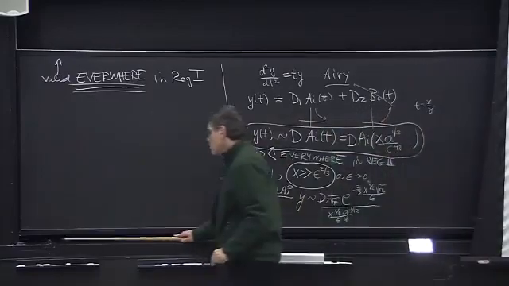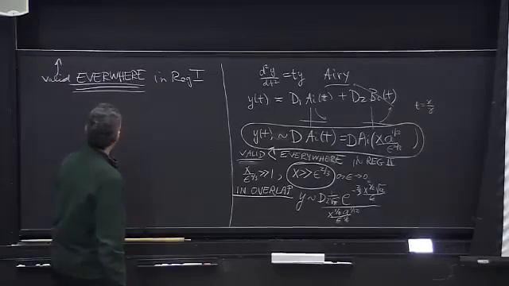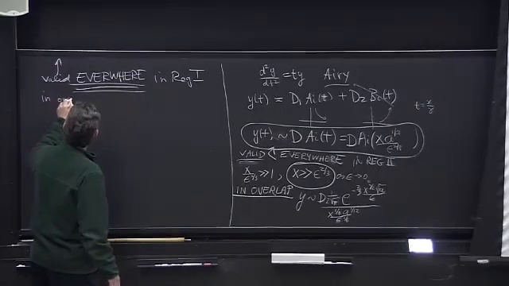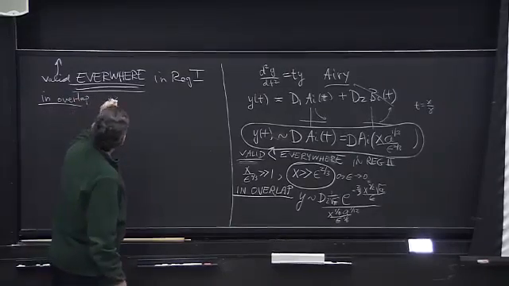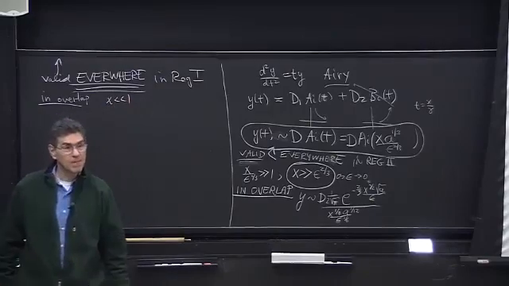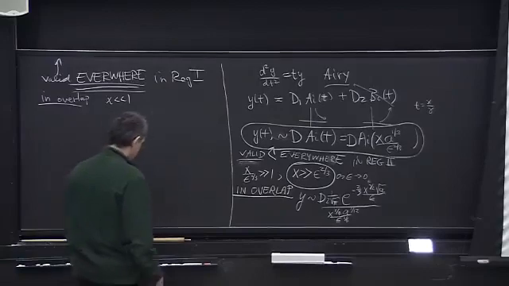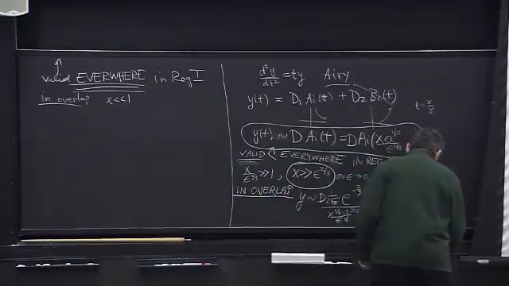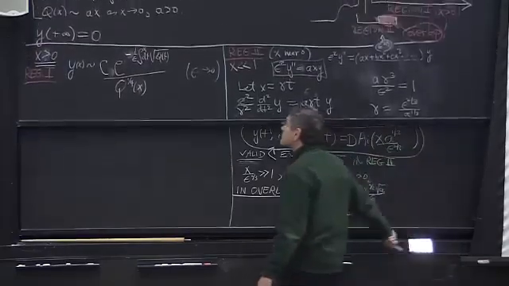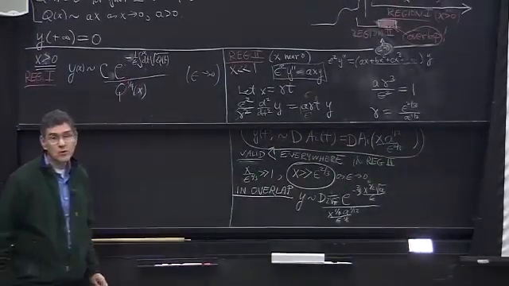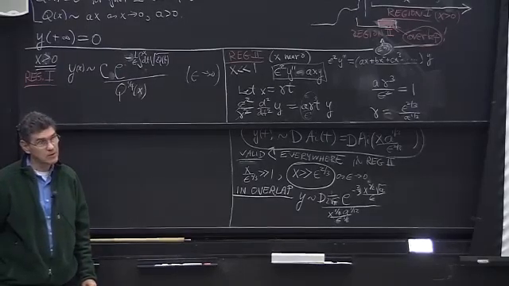But suppose we look in the overlap region. In the overlap region, x is small compared with 1. If x is small compared with 1, now let's go down here. You notice I left this integral and the lower end point of the integral ambiguous. What would you take it to be?